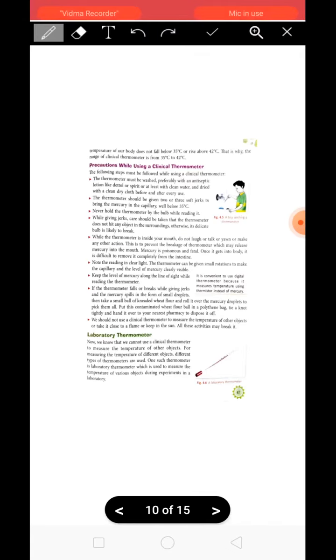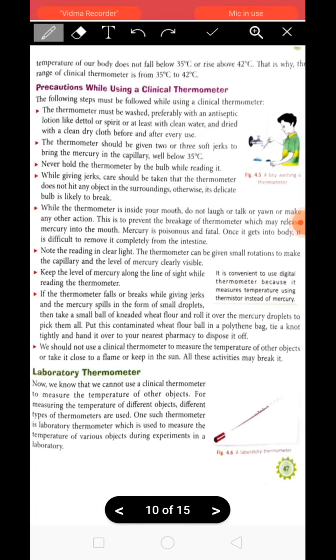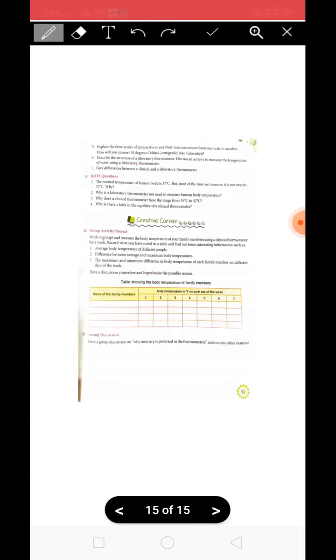Now next is precautions. See, over here you have many precautions written. You will write any 6 precautions of using the clinical thermometer. Understood? These are the precautions which are mentioned over here. So you will first write down the heading for this portion of the answer. Clear? Now next question.